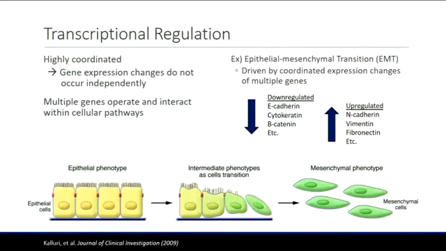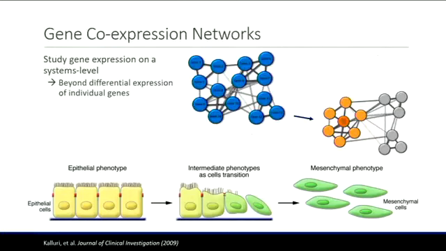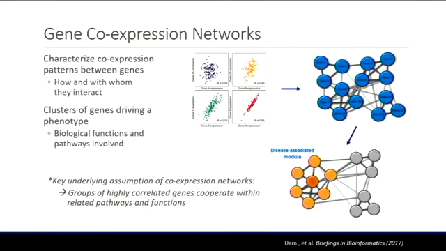And this transition is driven by coordinated changes of different genes. So we have dozens of genes that are upregulated and downregulated in a coordinated fashion to drive EMT. And so a way that we can study this sort of coordination of regulation is using gene co-expression networks, where we can study gene expression now on a systems level and not just look at differential expression at the individual gene level. And so gene co-expression networks allow us to characterize co-expression patterns between genes, and we can study how and with whom the genes interact.